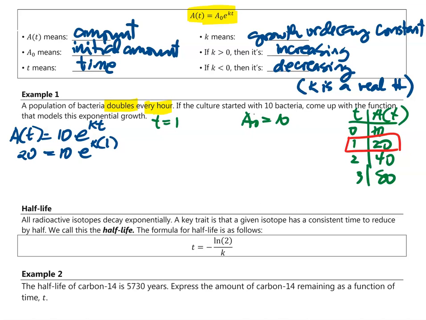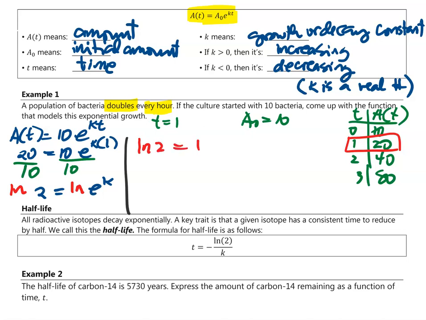Then with this, we can solve for k. So we divide both sides by 10. This is now 2 is equal to e to the k. And to solve for k, what we do is ln both sides. Ln of 2 is equal to ln of e to the k. Now ln of e to the k is simply k, so ln 2 is equal to k.